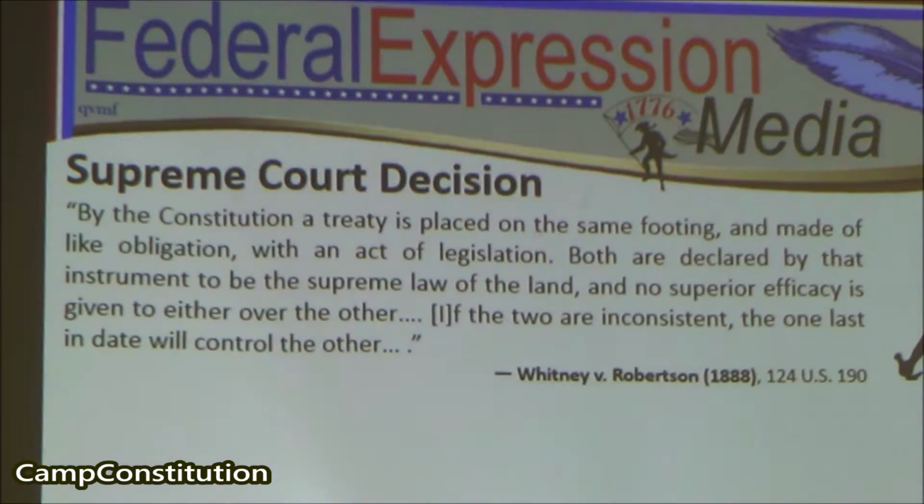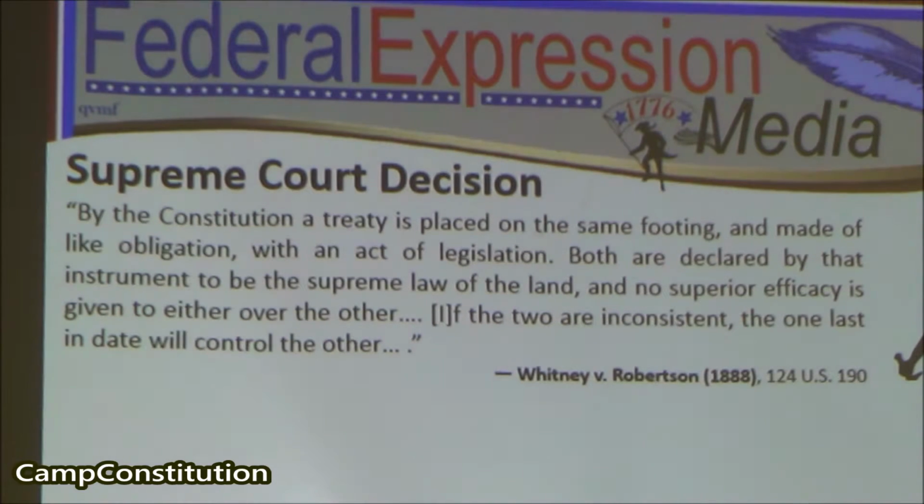So the last court case we want to look at is Whitney v. Robertson, and this was in 1888. This case involved the payment of duties for imported goods from the Dominican Republic. And so the tax was upheld by the court because the tax acts of the Congress were more recent than the treaty cited against them. Okay, so let's take a look at this one. This is a knockout punch.